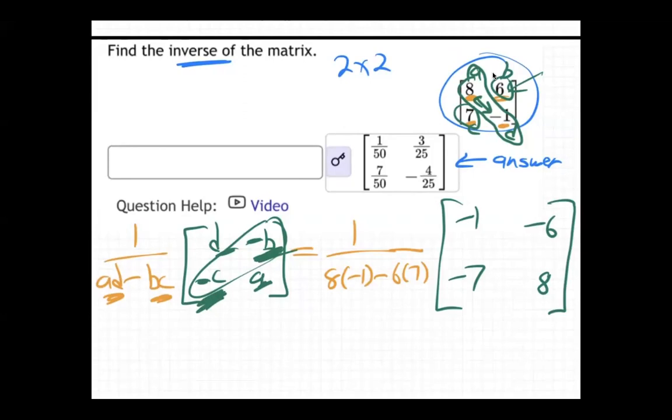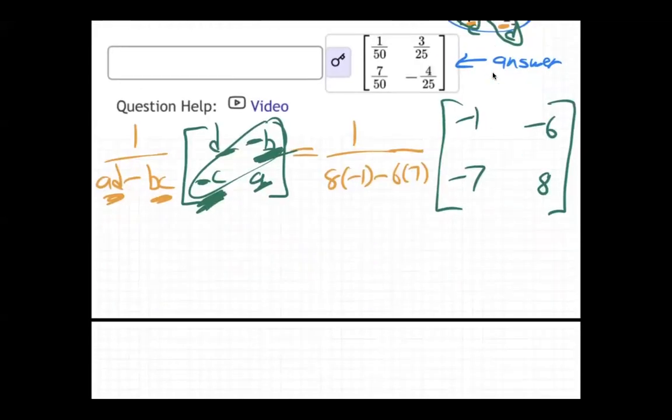So what did we do? We traded the positions of these guys. A and D switch position. And then the other diagonal, we changed the signs and we put this fraction in the front, 1 over AD minus BC. Okay, so what does this equal? This is going to be minus 8 minus 42. So it's 1 over minus 50. Okay, and then we get the minus 1, minus 6, minus 7, and 8.